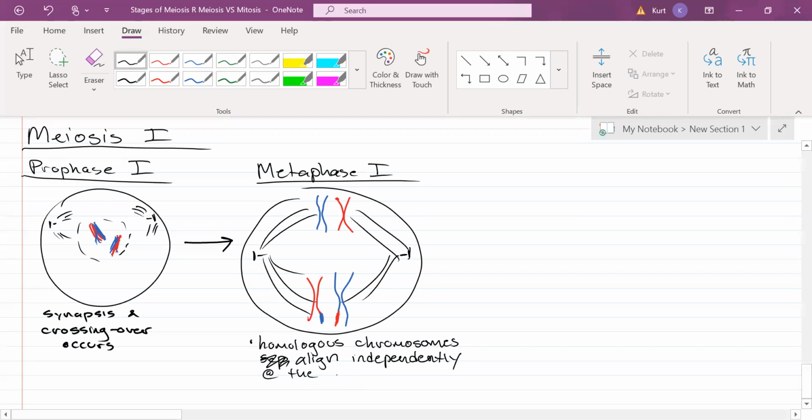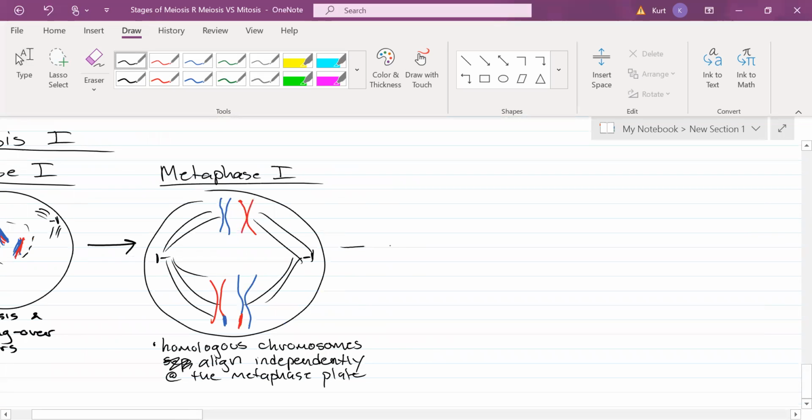at the metaphase plate. The reason I say independently is if you recall from last lesson that all of your traits are independent of each other. Not one trait is dependent on another trait. Just because you have brown hair doesn't mean you have to have brown eyes. So every trait is independent. It does not depend on the other.